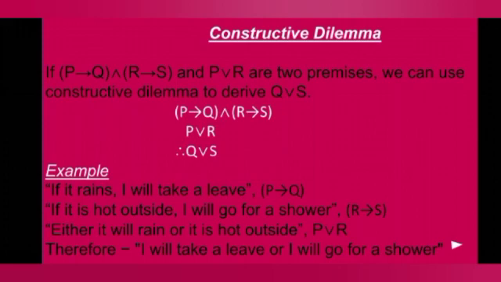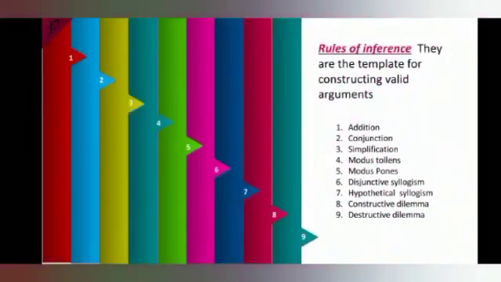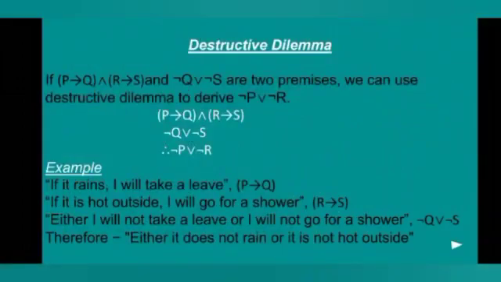For example, if it rains, I will take leave. That is P implies Q. If it is hot, I will go for a shower. That is R implies S. Either it will rain or it is hot outside. Therefore, I will take a leave or I will go for a shower. That is Q or S.